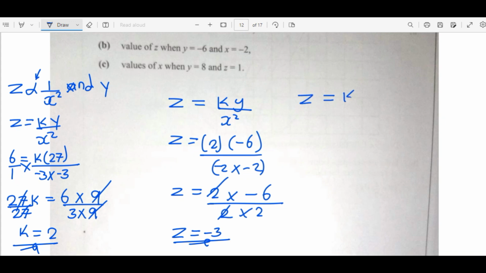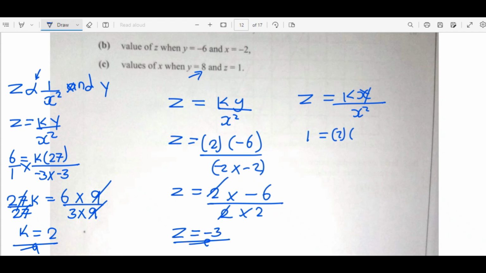Z is equal to ky divided by x squared. What is the value of y? Is 8. K is 2. What is z? No, I'm sure when substituting I've made a mistake. Okay, so the z is 1. K is 2.